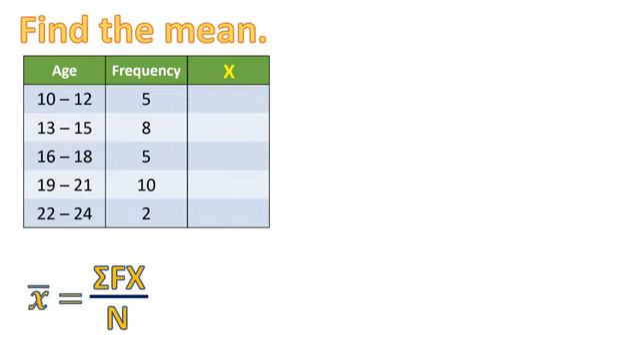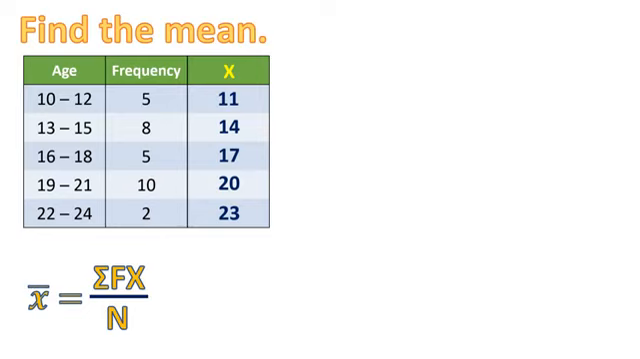Anyway, this is only an interval of 3: 10, 11, 12. So obviously the class mark of the first row is 11, because that's the middle. Or you can add 10 plus 12 is 22, divided by 2 is 11. Then the next one, in between 13 and 15, is 14. In between 16 and 18 is 17. In between 19 and 21 is 20. And in between 22 and 24 is 23. Those are exactly in the middle of each interval. That is what you call the class mark.